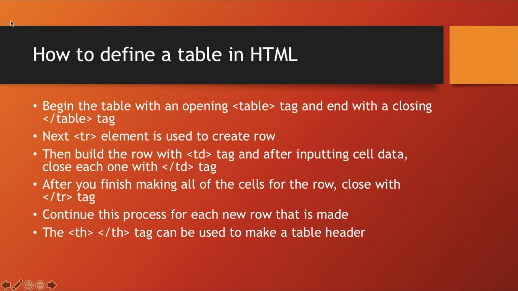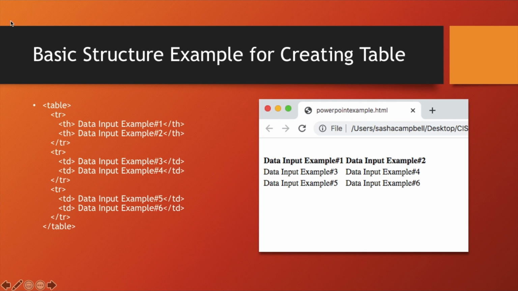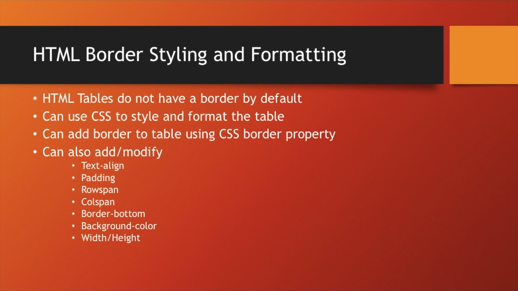And you can also make a table header using a th tag, and in this example right here I've provided a basic structure for creating a table. So you have the opening and closing table tags at the top, and then you have 3 rows within this table, and as you can see in this example to the right, the first row is in bold because I used the th tag. And HTML tables do not have a border by default.